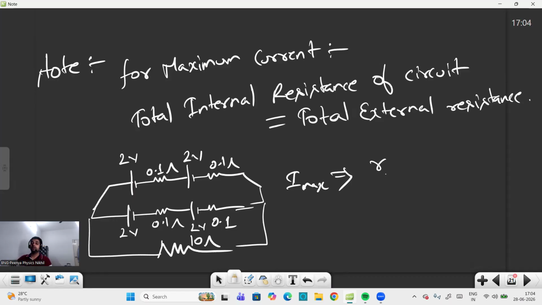Now we know total internal resistance is the R equivalent, which is nR by m. n, how many times? 2 times, into 0.1. And m is what? 2 times. It is 2. So it is how much?